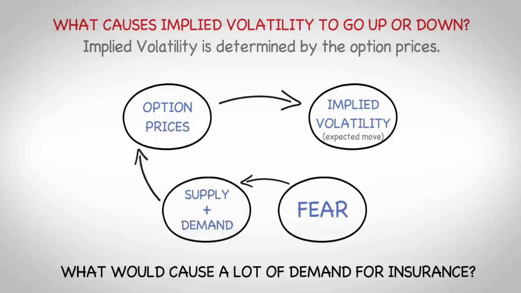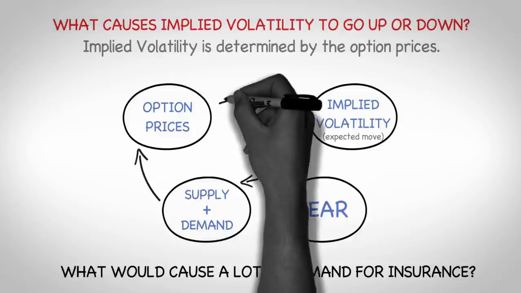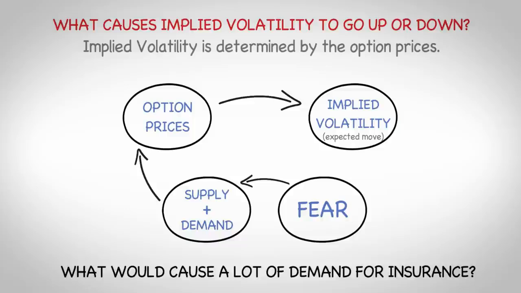And all of these option buyers would, of course, cause the options prices to go up, and therefore the implied volatility number would also go up. Which makes sense, right? Because the investors are expecting a lot of volatility. So in essence, implied volatility is kind of like a fear gauge for the market.